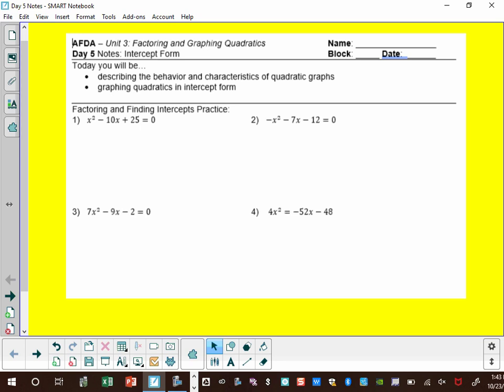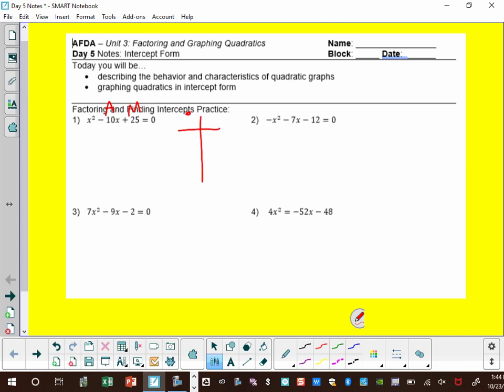What we're doing is finding the factoring and the intercepts, which is basically what we've already done. Okay, factoring and finding the intercepts practice. What we did originally, you don't have to copy this down, but just watch. We said we had 3 terms. I did my AM method.